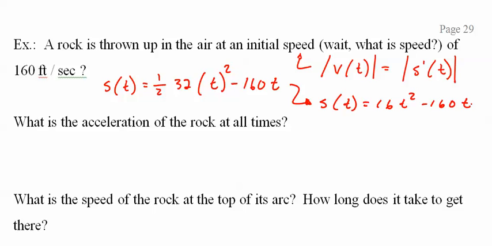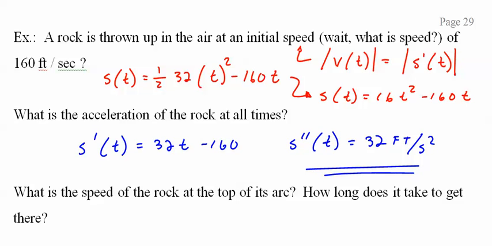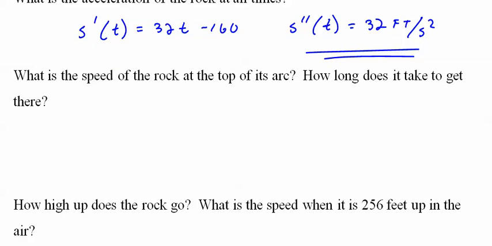Acceleration of the rock, we can do this by going s double prime of t. Well, I don't like doing it that way. S prime of t is 32t minus 160, and s double prime of t equals 32 feet per second squared. But we don't have to do that. We know that this is a body in free fall, and that's the acceleration. It's nice to see that it works.